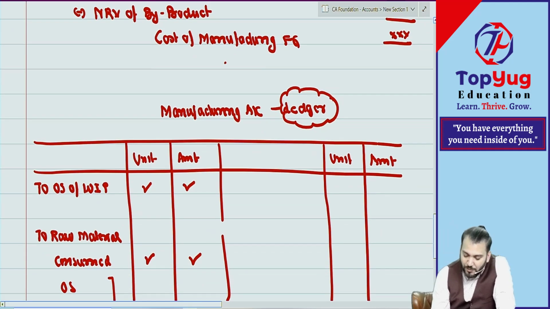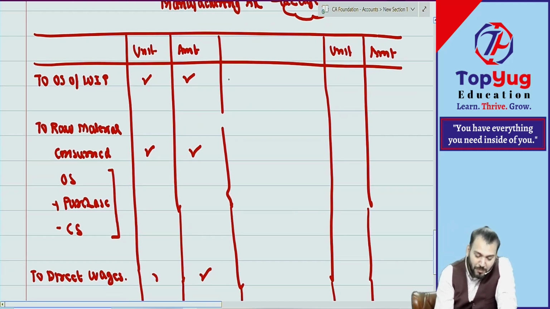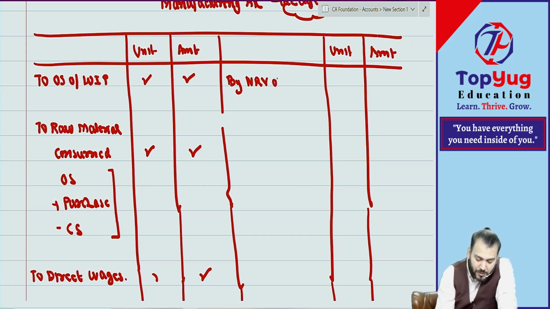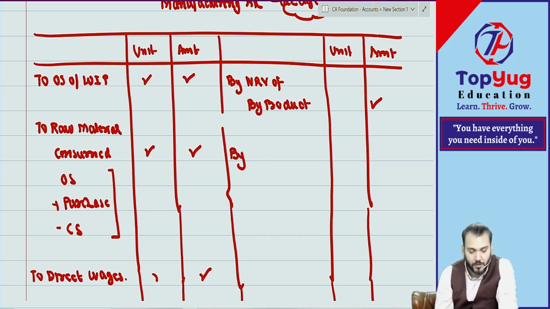Then on the credit side, what do we write down? Whatever minus you have done will come on the credit side. First, By NRV of byproduct. Then what do you write down? By closing stock of WIP. Done.